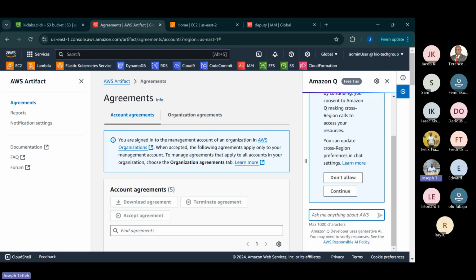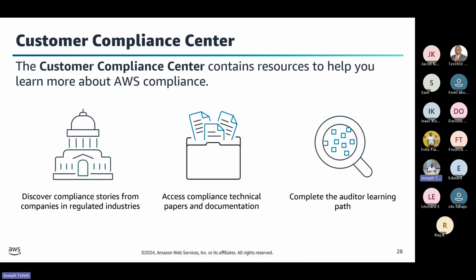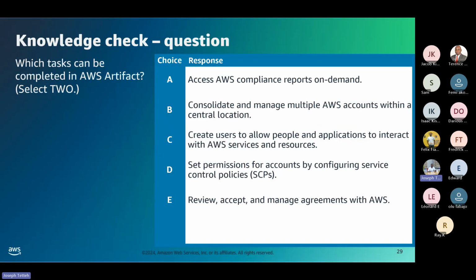So that is one thing about AWS, and you can use Artifact to access what is allowed and what is not allowed. We also have what we call the Customer Compliance Center, and you can use that to learn about AWS compliance. When you are using cloud, how do you make your environment more compliant? All right.